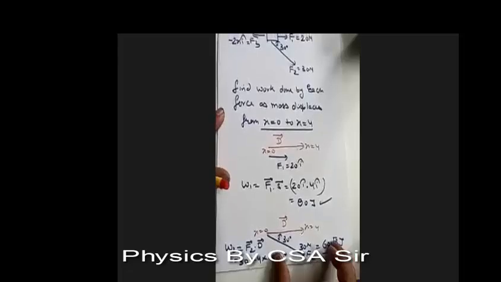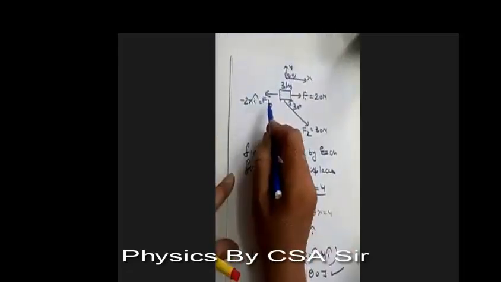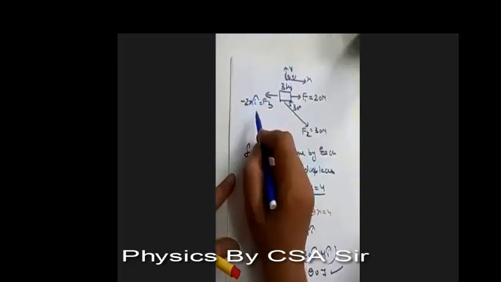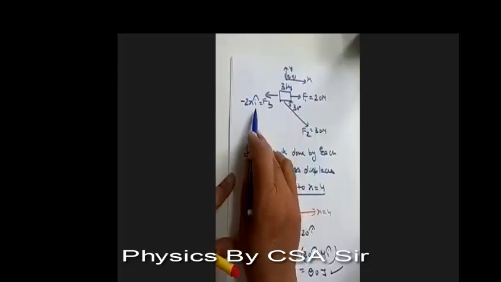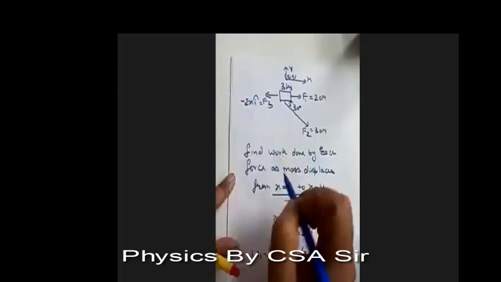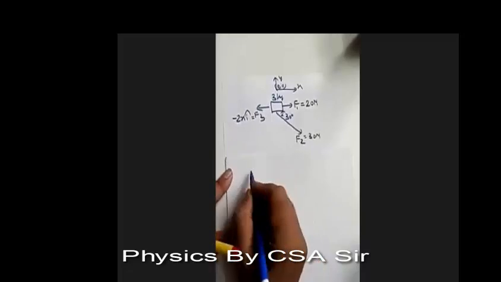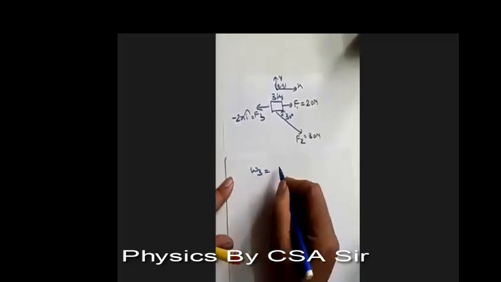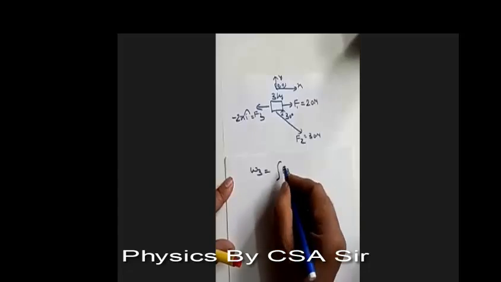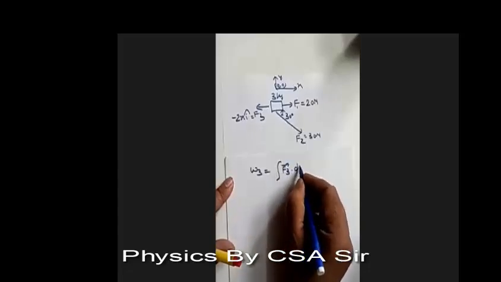Now we'll talk about the work done by third force. जो तीसरा force जो है वो variable है. It is changing with position. So here this requires integration. Let's look at the third force. Work done by the third force. So let's calculate W3. Because it's a variable force, we have to do integration of F3 dot displacement.